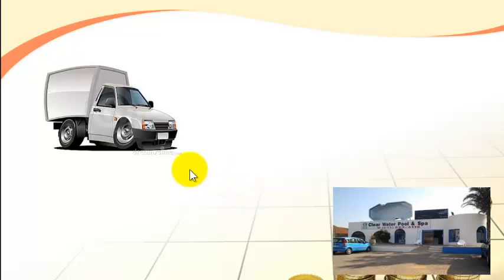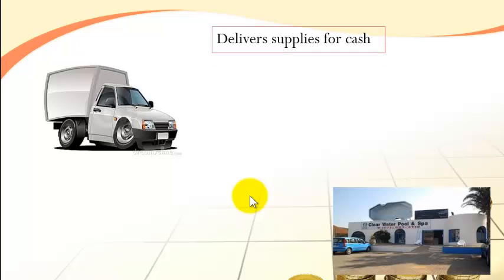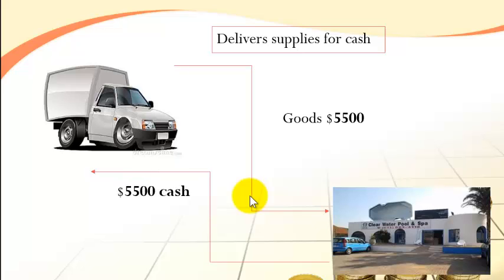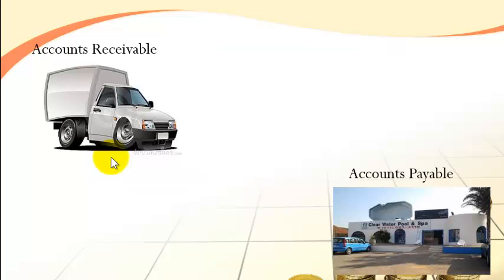So let's just look at a business, Clearwater Pool and Spa, and a supplier to that business. So if we deliver supplies for cash to the Clearwater Pool and Spa business, we would buy goods, they get delivered, and they then hopefully pay straight away, or if it's done on EFTPOS, an electronic funds transfer, they will pay the cash to us. So that's a cash transaction, but we're talking about credit transactions.